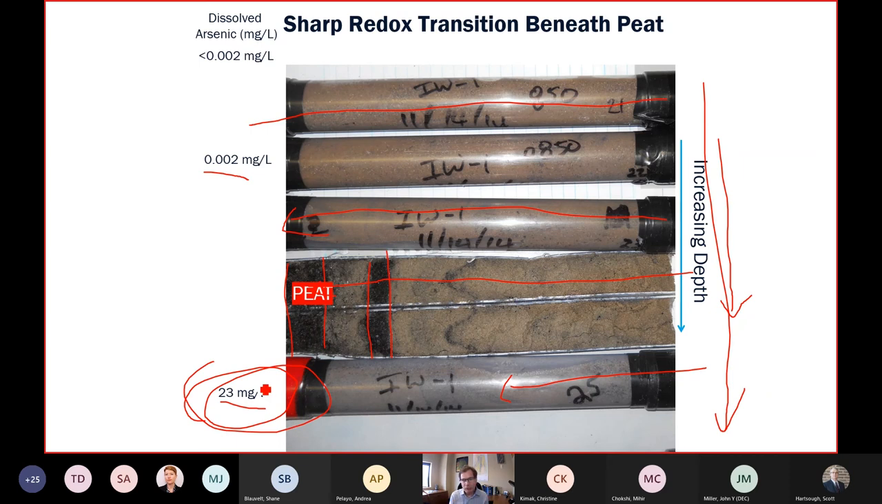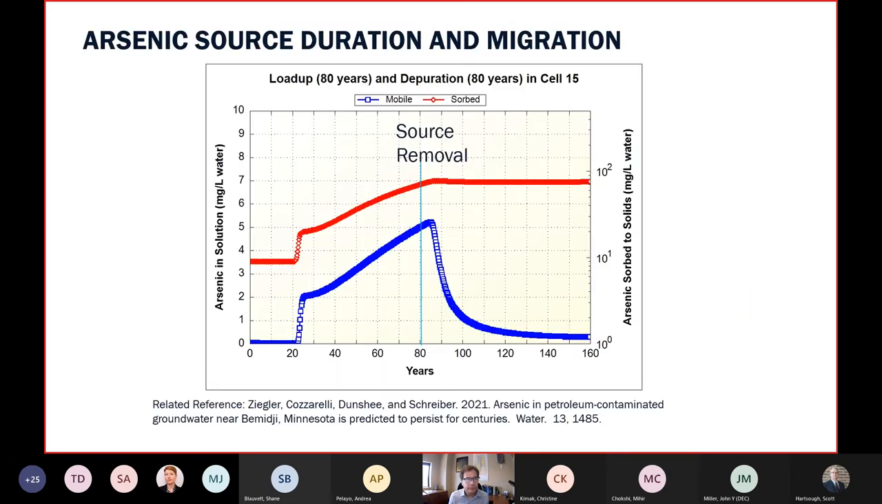So, great example of additional field work and some additional studies that improved the characterization and improved the recognition of dissolved phase arsenic, and why do we have it? This here is another study and representation of the duration and migration of arsenic. And what this really shows here is a couple of things. The red is sorbed, so that's arsenic probably sorbed to iron. This is dissolved phase. There's this loading period, which probably represents a change in anaerobic state due to a plume.